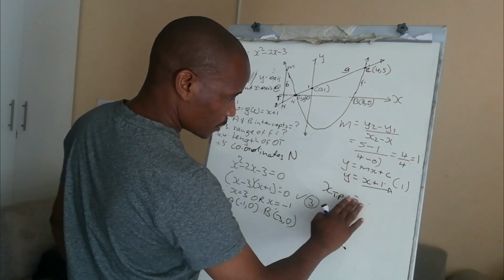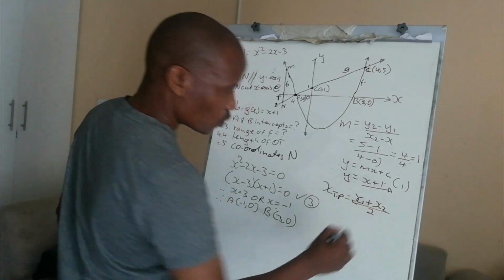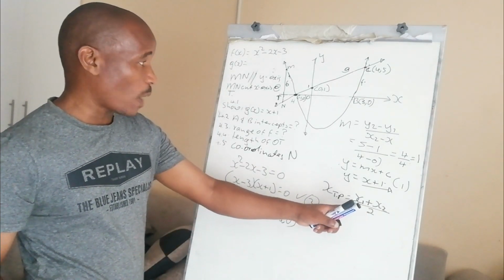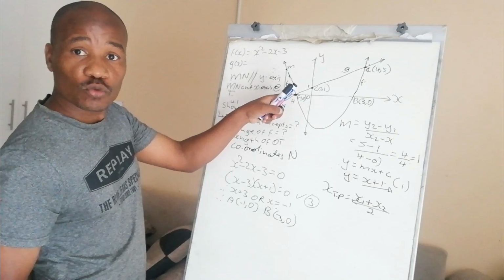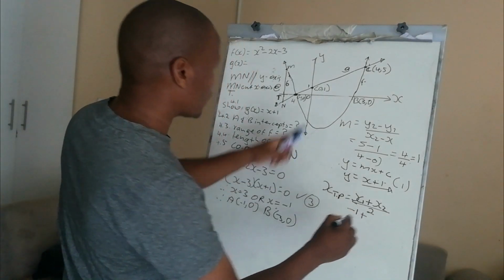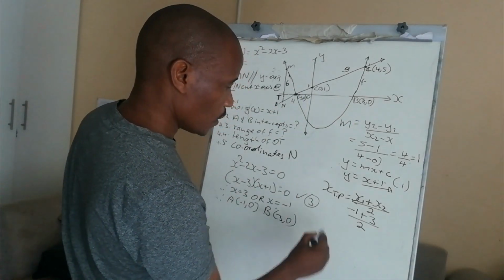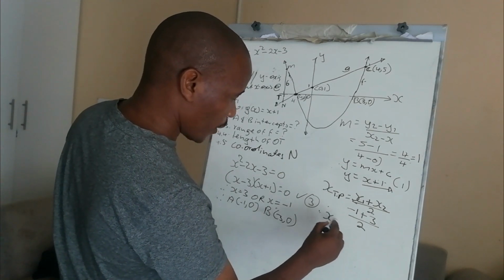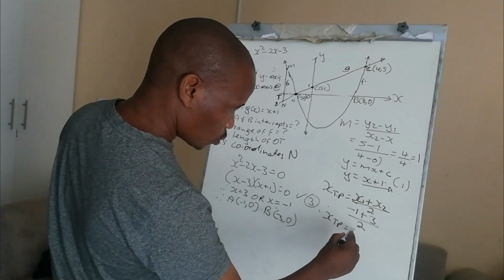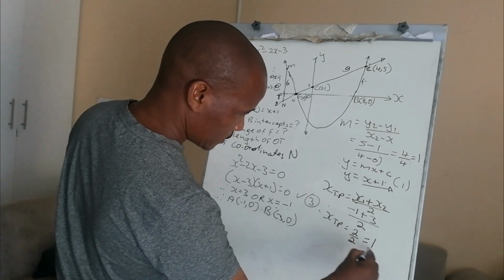Now, if you remember that, it means the x turning point is equal to x1 plus x2 over 2. Why? It is midway between the x-intercepts. But what is x1? It is calculated as minus 1. Plus, what is x2? It is 3, over 2. Therefore, the x turning point is equal to 2 over 2, which is equal to 1.